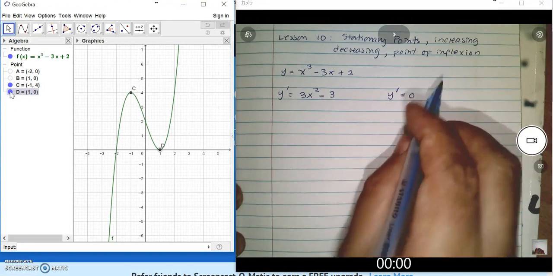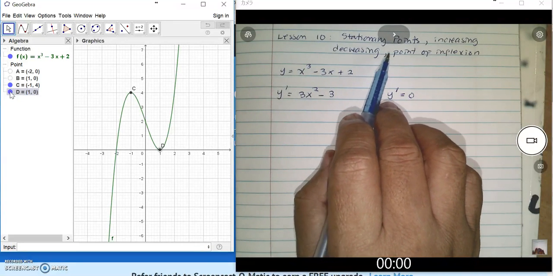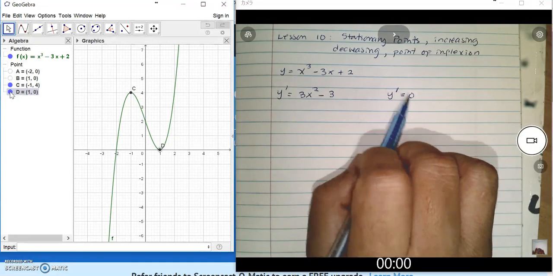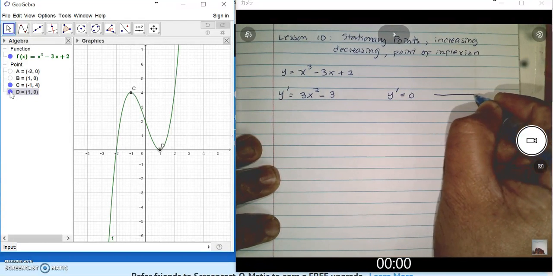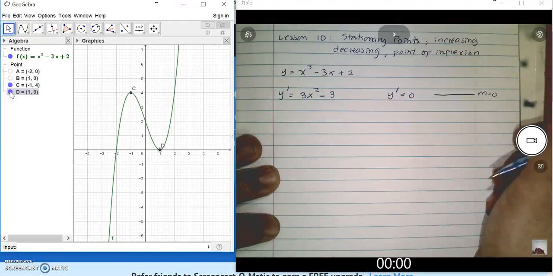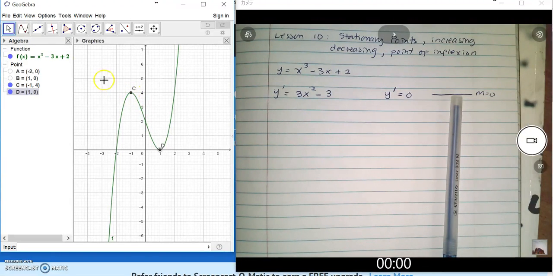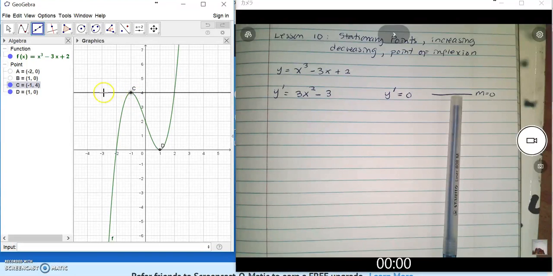Before I told you that the derivative gives you the gradient function. What's the gradient of a horizontal line? The gradient of that horizontal line is actually equal to 0. What does it mean? The tangent at this point C is actually a horizontal line. So let's say, for example, I will draw a tangent there. Basically that's the tangent, which is actually y is equal to 4.